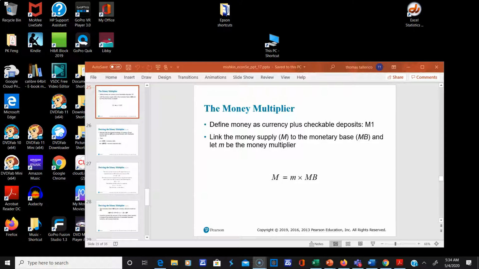Okay. So anyway, I want to just talk about the money multiplier here. And the money multiplier, basically what you do is you define money as currency plus any checkable deposits, and that's the M1 account. And it links the money supply to the monetary base. And M here is the multiplier, how money gets multiplied. So here's the monetary base, and this is the actual money supply. A simple concept.